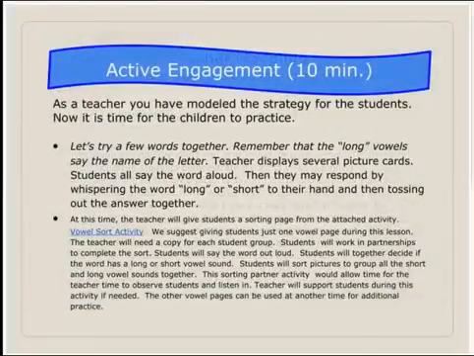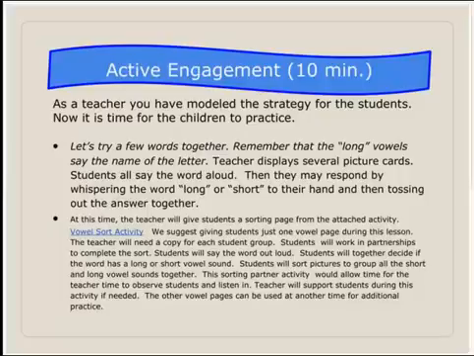Active engagement. This portion of the lesson should take about 10 minutes. As a teacher, you have modeled the strategy for the students. Now it is their time to practice. Let's try a few words together. Remember that the long vowels say the name of the letter. Teacher displays several picture cards. Students all say the word out loud. Then they may respond by whispering the word long or short into their hand, tossing it out into the air together.